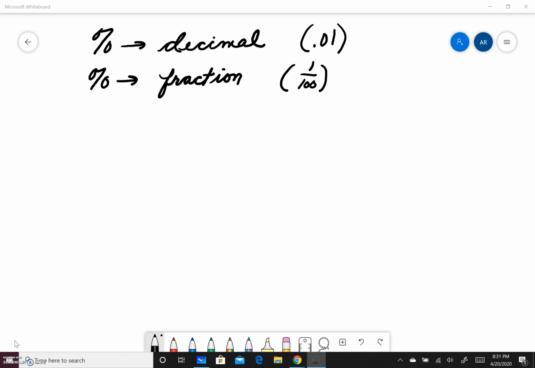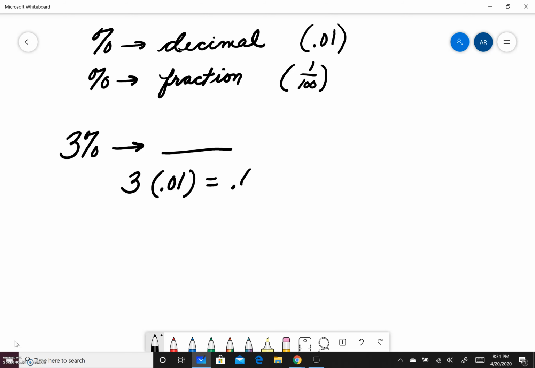But pay attention when it asks you to go from a percentage to a fraction. More than likely, it's going to ask you to make sure it's in simplest form. So let me go ahead and give you a couple examples. So if we had something like 3%, and they want that converted to a decimal, so we would take the 3 and multiply it by 0.01, and when you plug that into the calculator, you should have the value of 0.03. So that would be the answer for that.